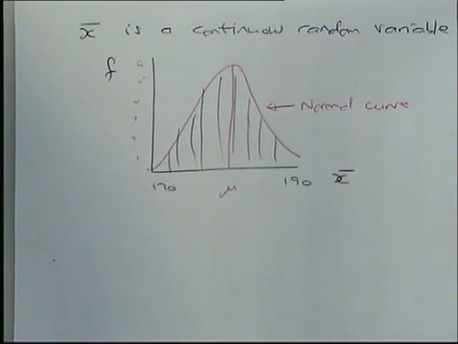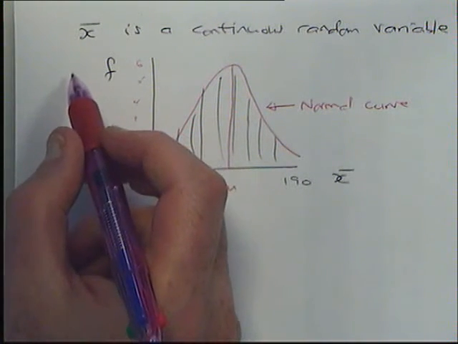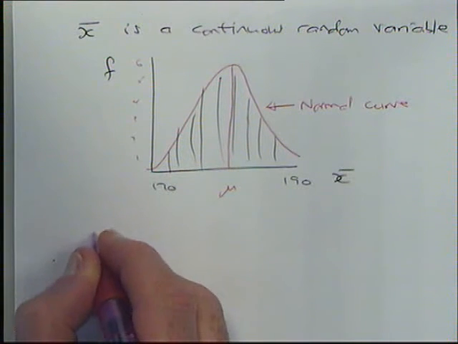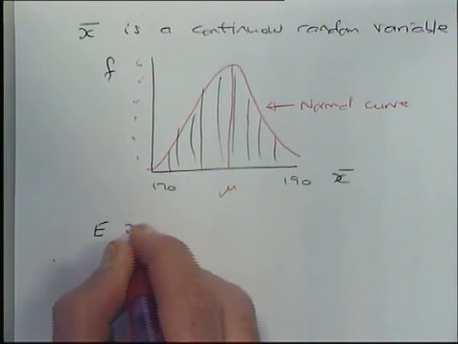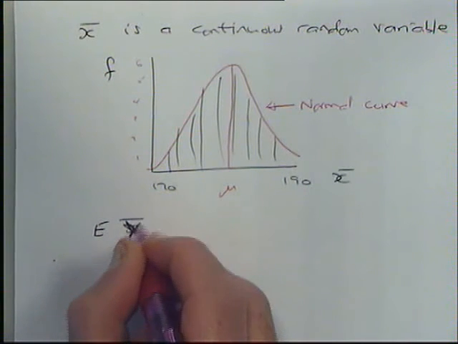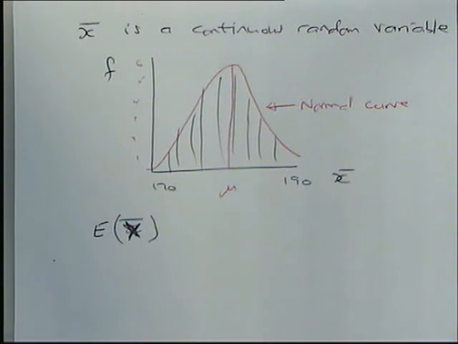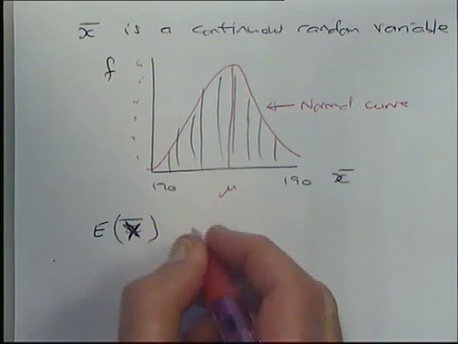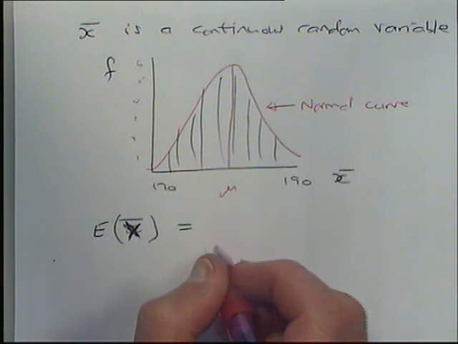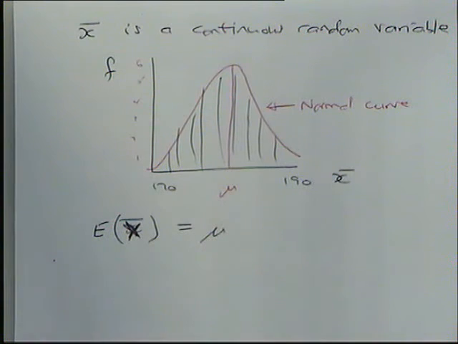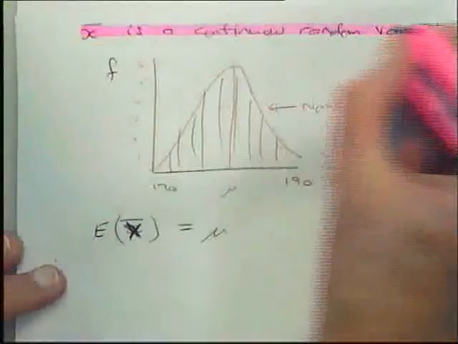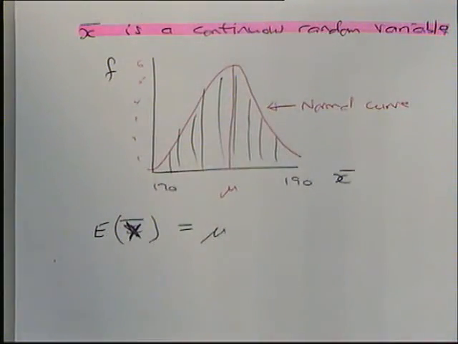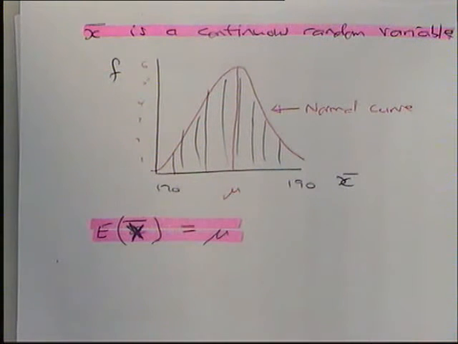And what we actually get is, because x bar is a random variable, it will have an expected value. I probably ought to be using a capital X there because it's a random variable. And the expected value of x bar, in other words, what you expect the average x bar to be in the long run, is unsurprisingly equal to mu. So, important things we've got from here: x bar itself is a continuous random variable, and the expectation of x bar is mu.